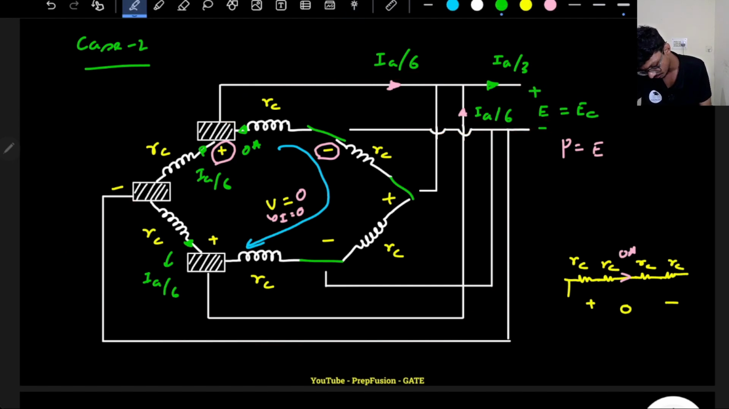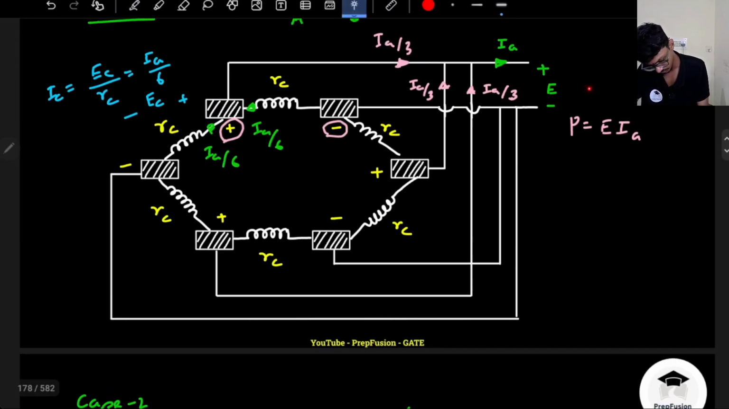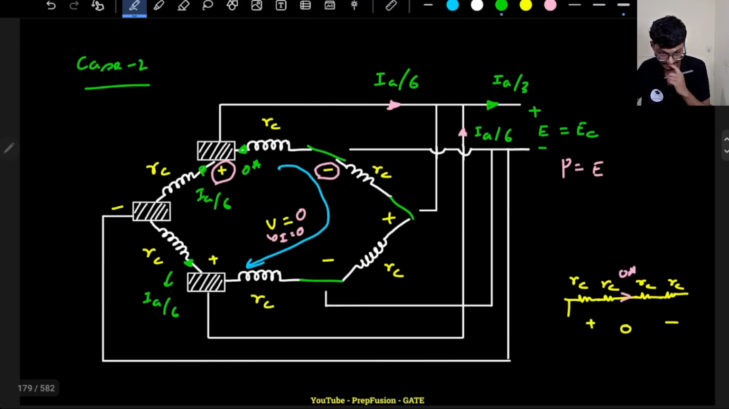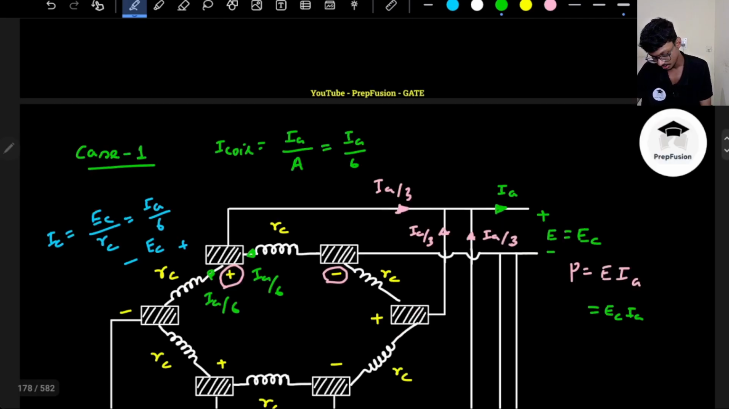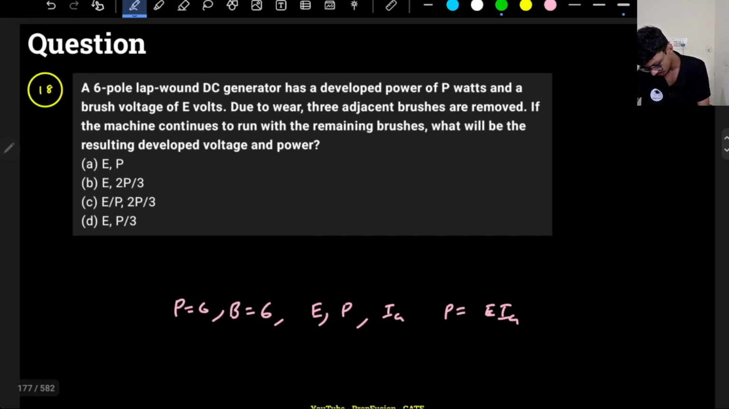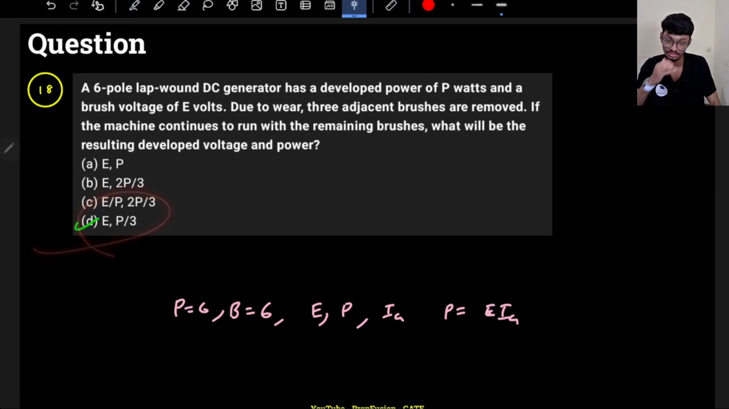In the previous case as well, if you see, the terminal voltage was equal to EC only. So this will not change. So this is EC into IA. But now the voltage does not change, but the current changes. Current is IA by 3. Previously it was IA by 6. So the power rating will be what? P dash will be P by 3. So power rating will be 1/3 now. So in the options, the terminal voltage will still be E. The power rating will be 1/3. So option D will be correct.